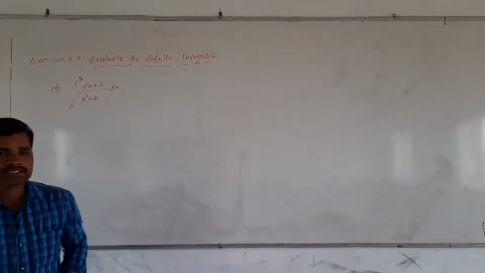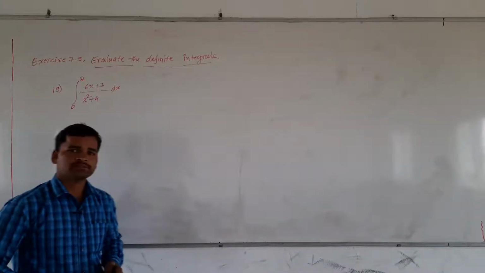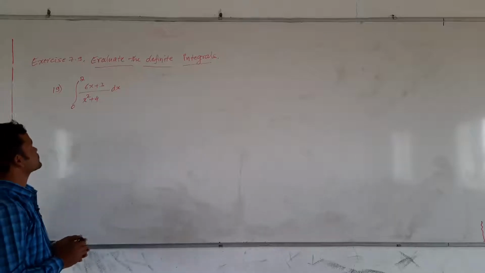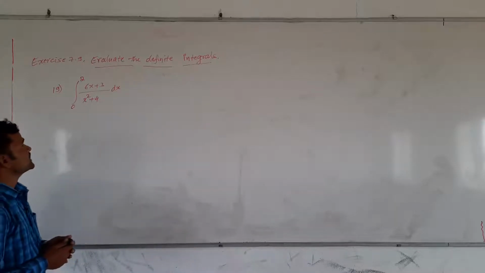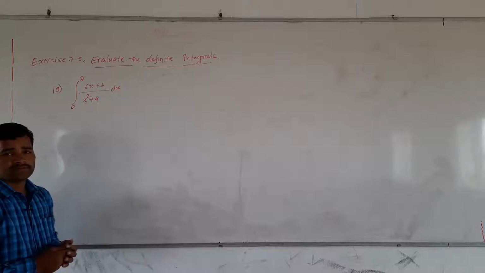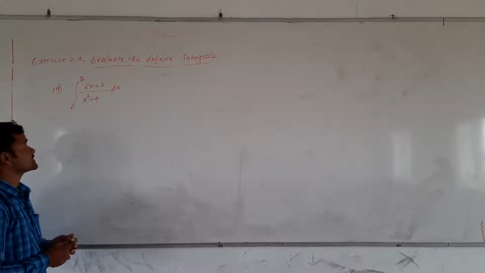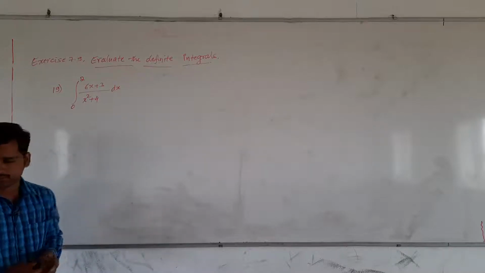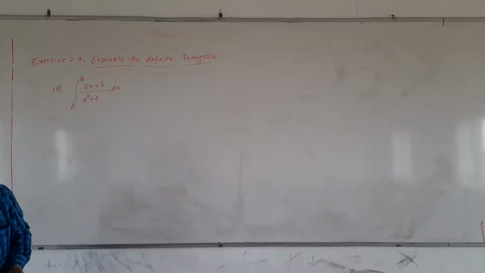In the last class we did up to problem number 18. Now problem number 19 onwards. Problem number 19 is the integral of (6x + 3) / (x² + 4) with respect to x from 0 to 2. This is problem number 19 given.